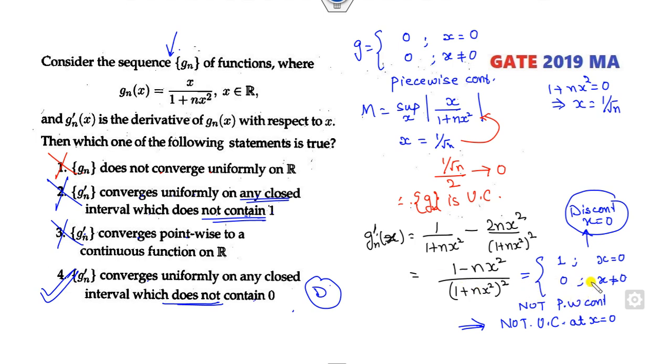Once you see this is not piecewise continuous at x equal to 0, you can simply define g dash minus g. It will be the same here. You can again take 1 by root n. If you substitute, it goes to 0 here. So it is uniformly convergent, but on an interval that does not contain 0.